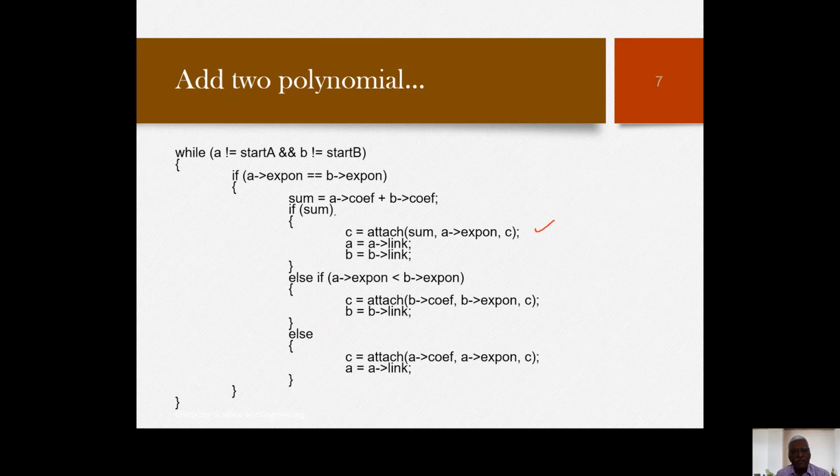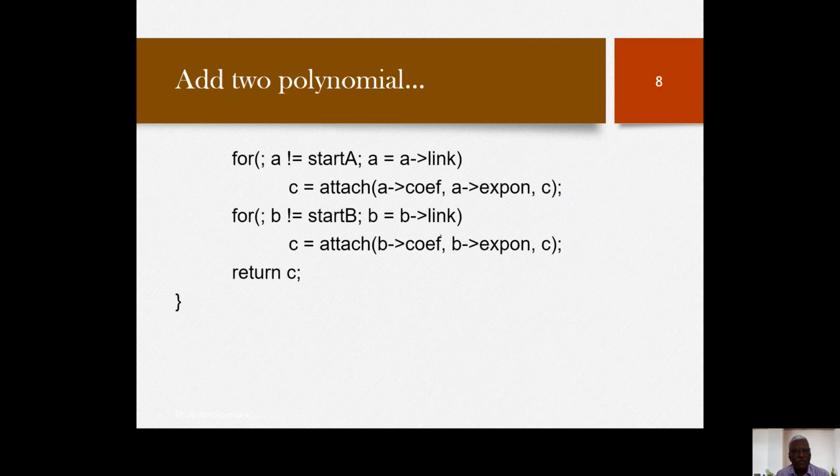Now in either case, supposing A gets exhausted first, copy the remaining from B and vice versa. So you can see here, if A is not equal to start A, then starting from the remaining nodes from A, you don't actually need to check whether it has reached start A or not. So this itself will actually take care.